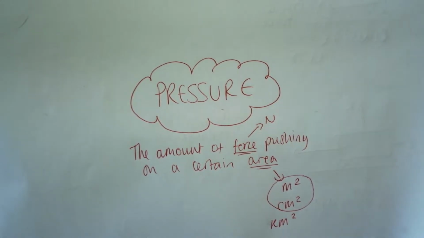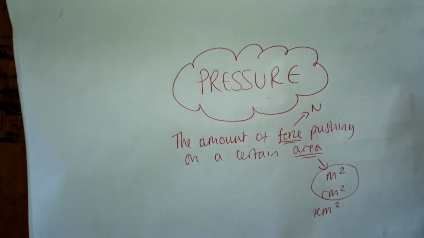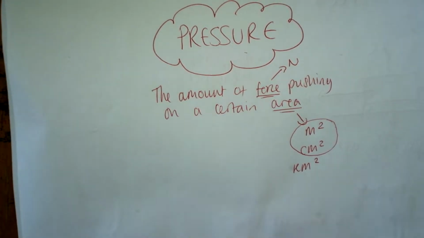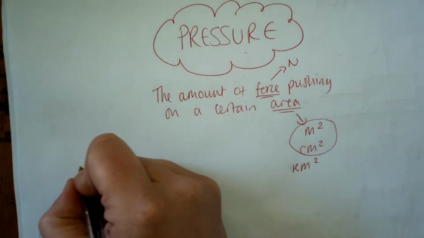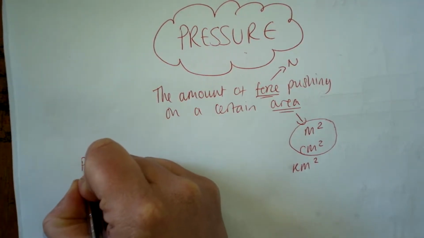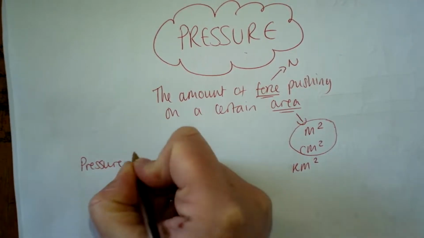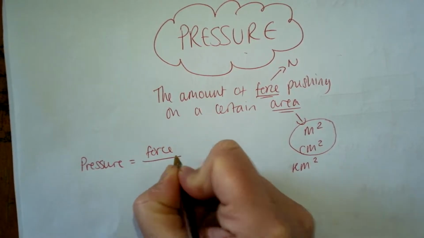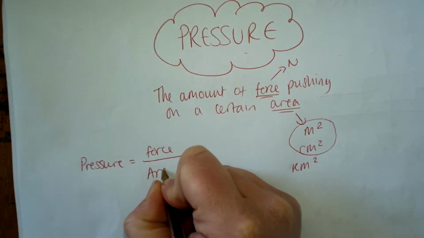Okay, so the first thing we need to talk about is how to work pressure out. So there is a formula, and you've been doing a lot of formulas in maths recently, so hopefully you'll be able to work out how to rearrange this if you needed to. So the formula is, and I showed you this the other day as well, the pressure is equal to the force divided by the area.